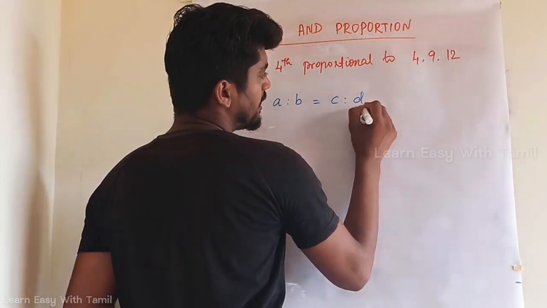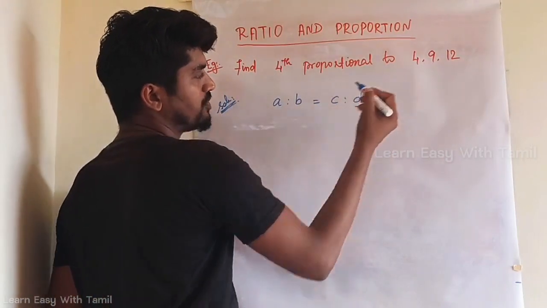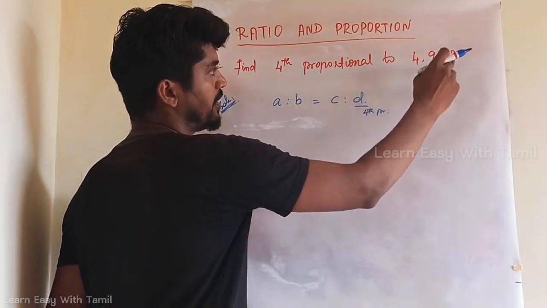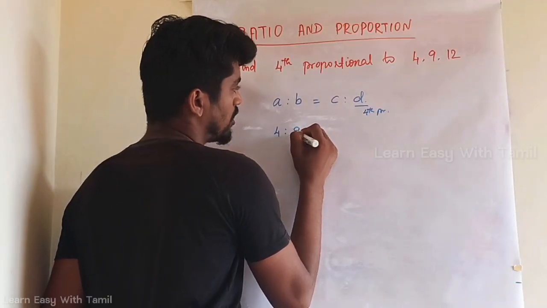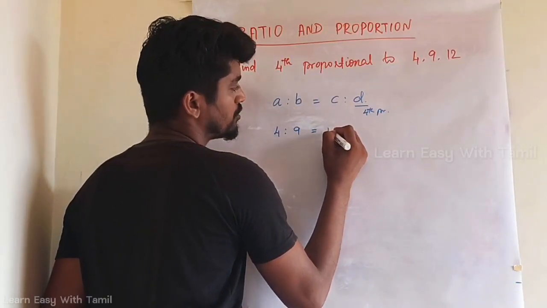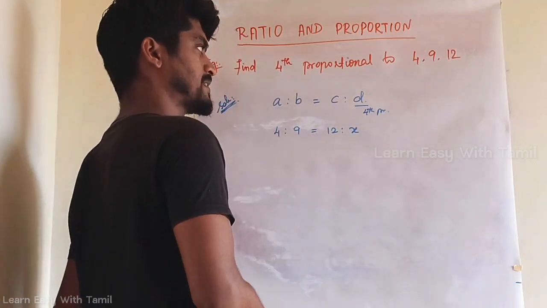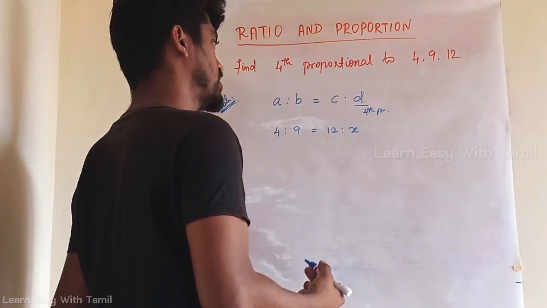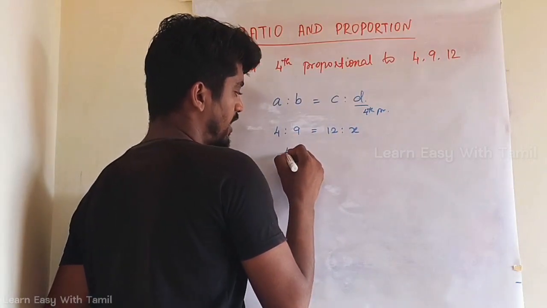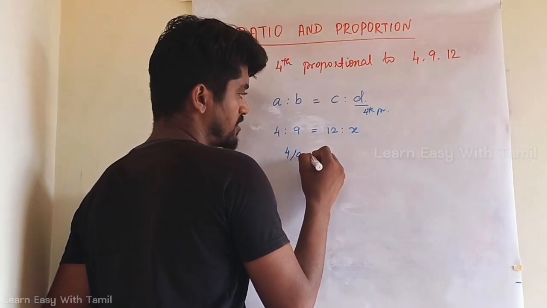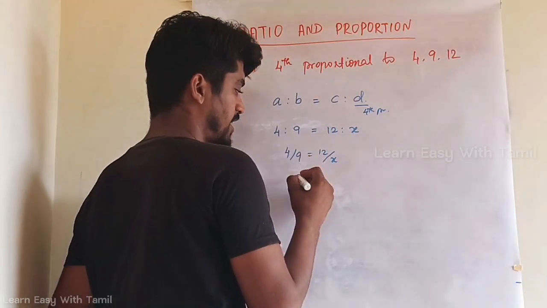Here d is the fourth proportional. The given three values are a, b and c. a is 4 is to 9 is equal to 12 is to x. We have to find x, that is the fourth proportional. It can be written as 4 by 9 is equal to 12 by x. We have to find the x.